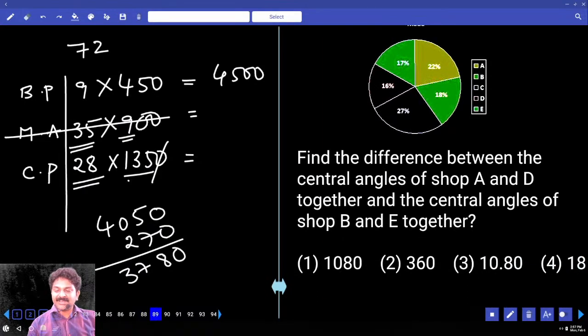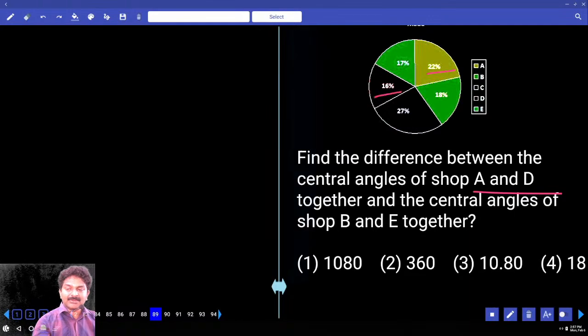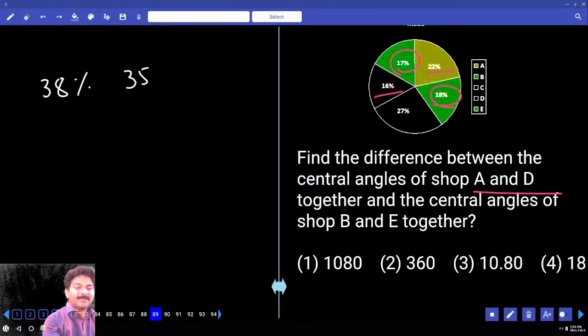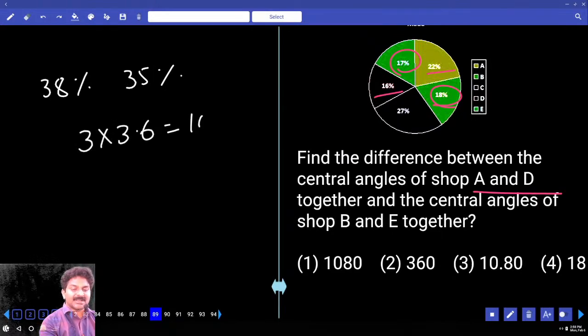Find the difference between the central angle of shops A and D together and the central angle of shops B and E together. A and D together is 38%. B and E together is 35%. The difference is 3%, where 1% is equal to 3.6. Answer: 10.8 degrees. Third option, 10.8 or 80.